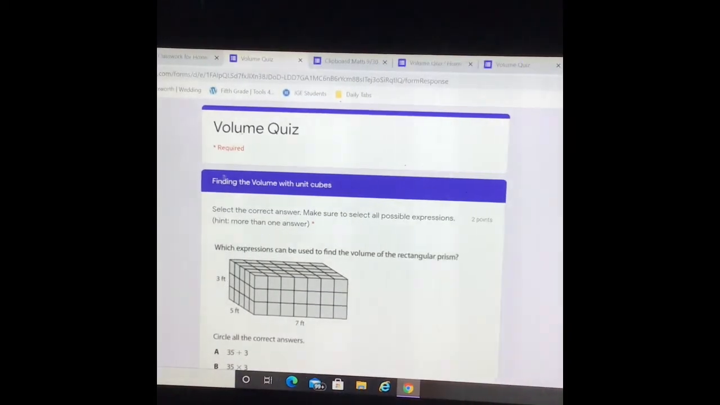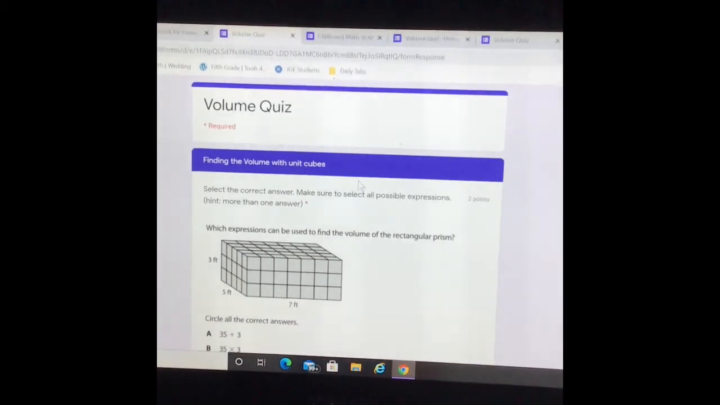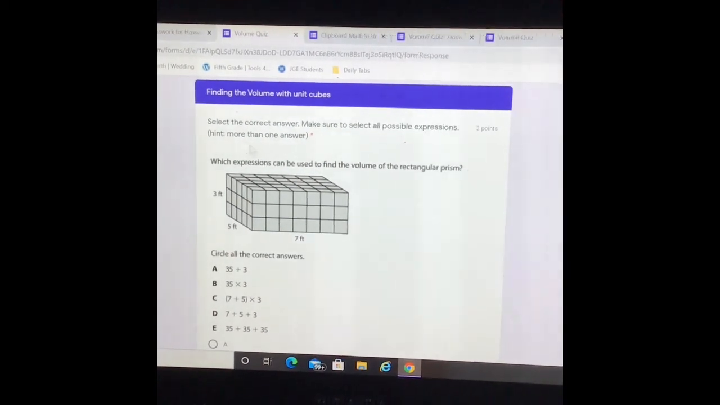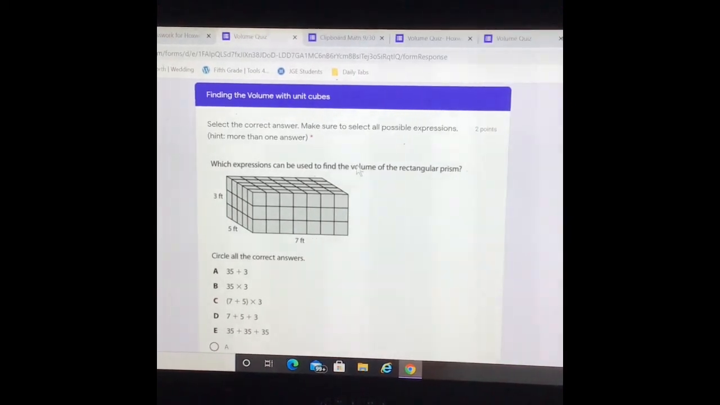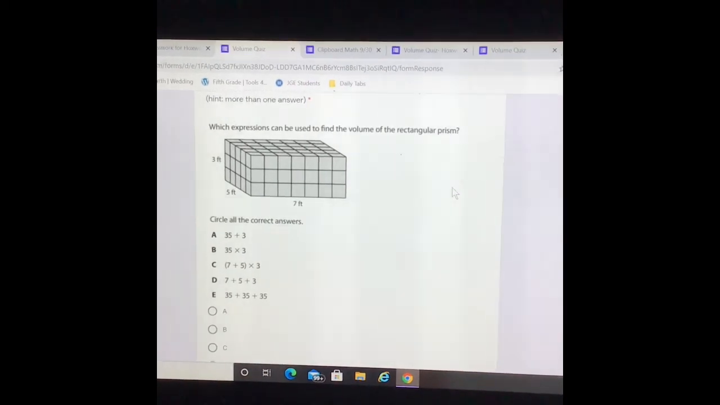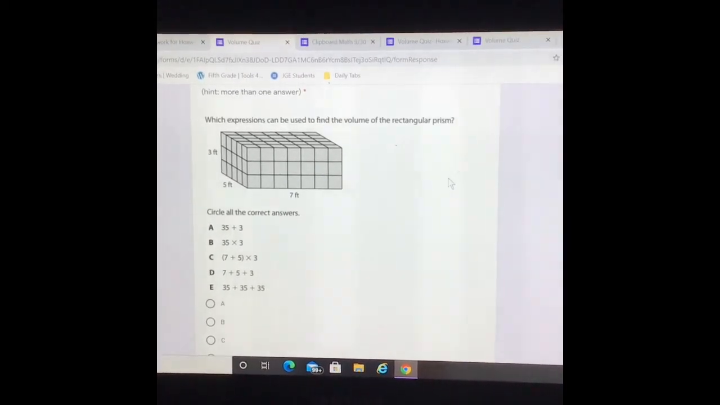The next part of the questions you're answering are finding the volume using the unit cubes. Okay, first question. Which expression can be used to find the volume of the rectangular prism? How do I find volume? What is that special formula?